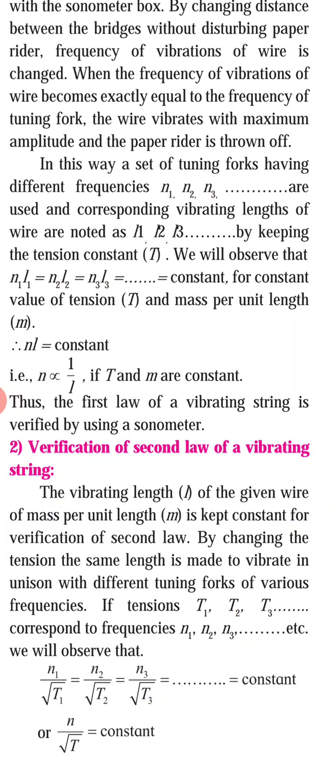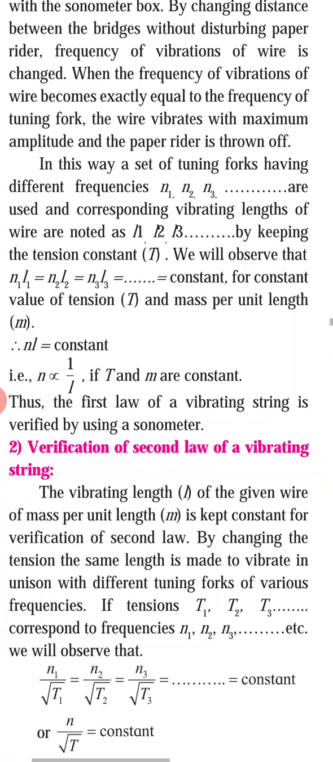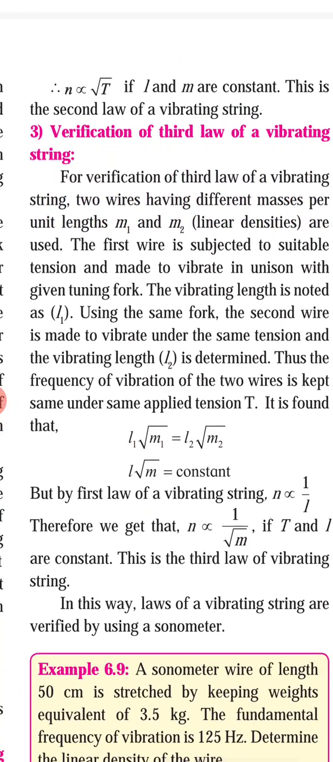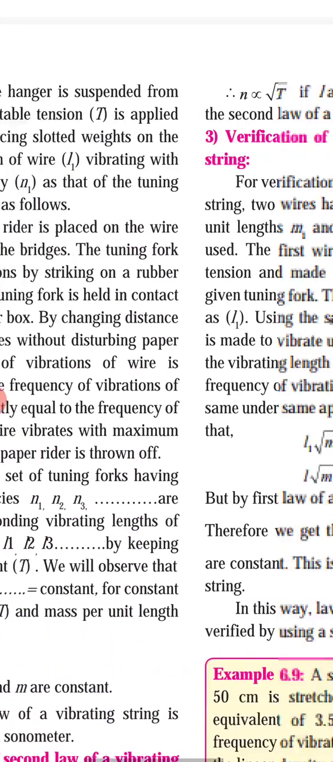We will observe that N1 upon under root T1 is equal to N2 upon under root T2, which is equal to N3 upon under root T3 is equal to a constant, that is, N upon under root T is equal to constant. Or you can write N is proportional to the square root of tension if L and m are constant. So this is the second law of vibrating string. In this way, you have to vary tension, and in the first law you have to vary length.